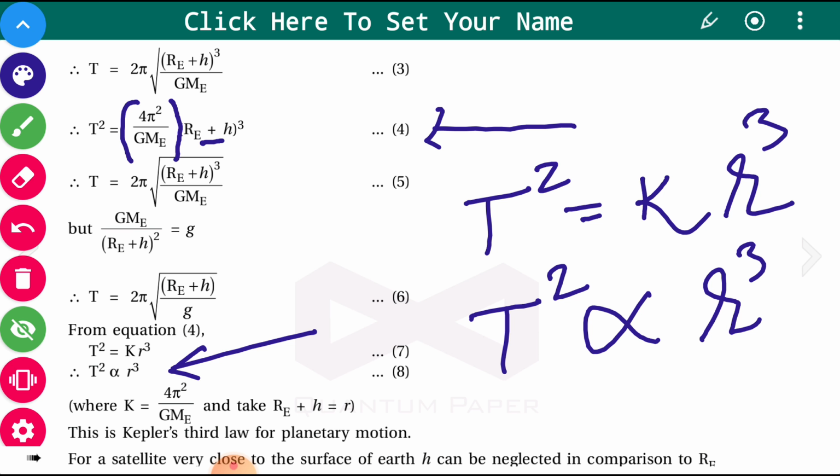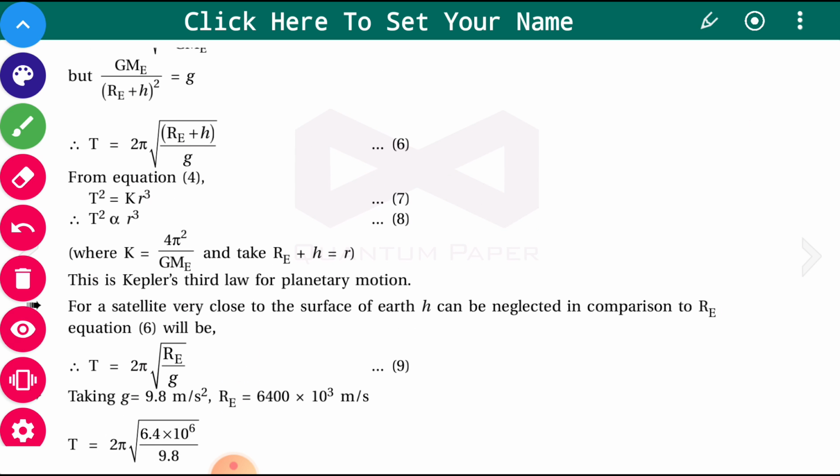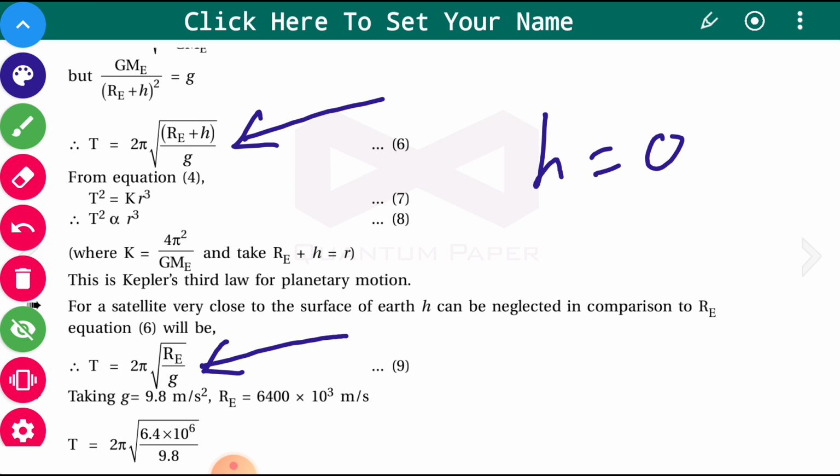Now if the satellite is very close to the surface of the earth, this means h is equal to 0. In equation number 6, if you take h equal to 0, then you get the equation T is equal to 2 pi under root Re upon g.